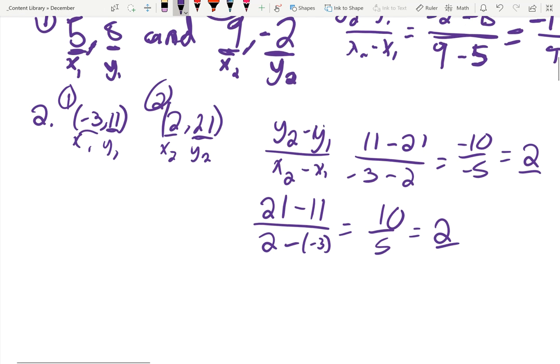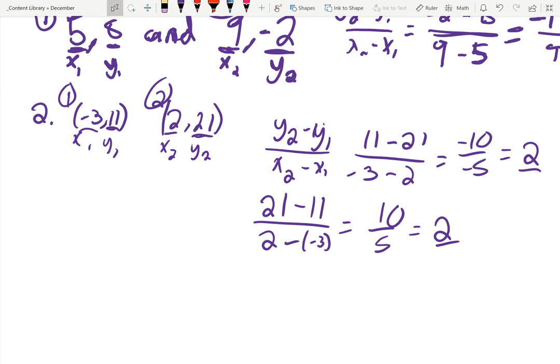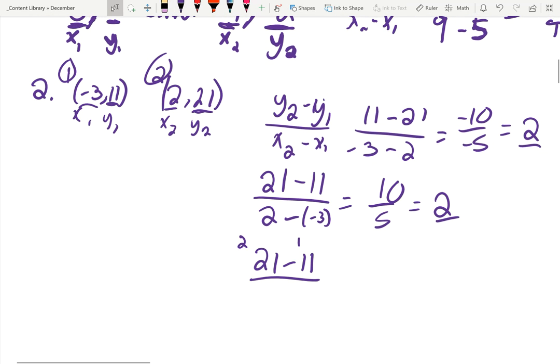Again, same result. So it doesn't matter which one you call point 1 or point 2, but here's the mistake that I was trying to allude to earlier that I need you to avoid. Okay, so let's say I did 21 minus 11 on the top. That means I'm using my second point first, and then my first point second. So the 21 is coming from point 2, and then 11 is coming from point 1. But I can't then on the bottom put negative 3 minus 2.